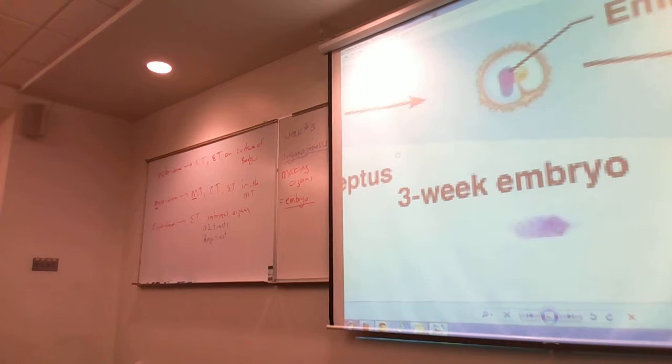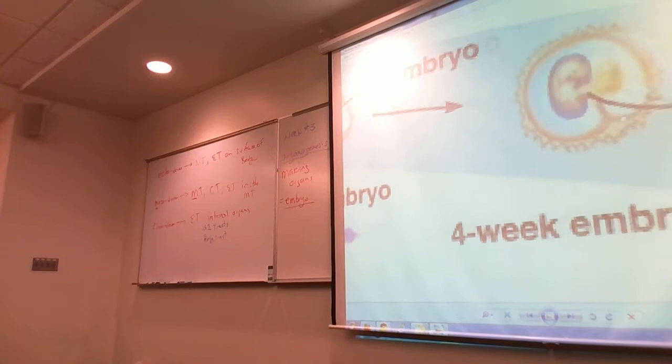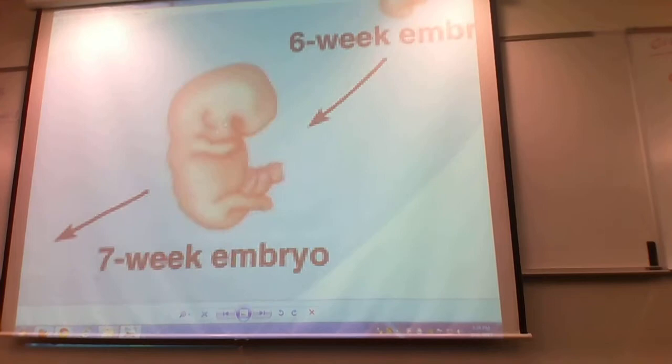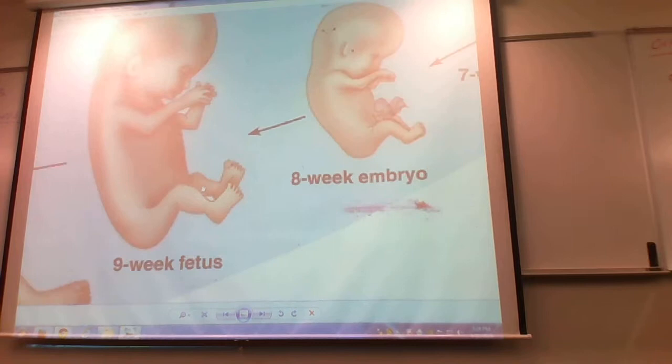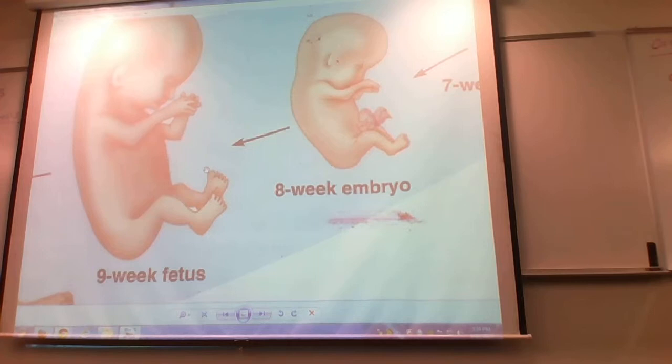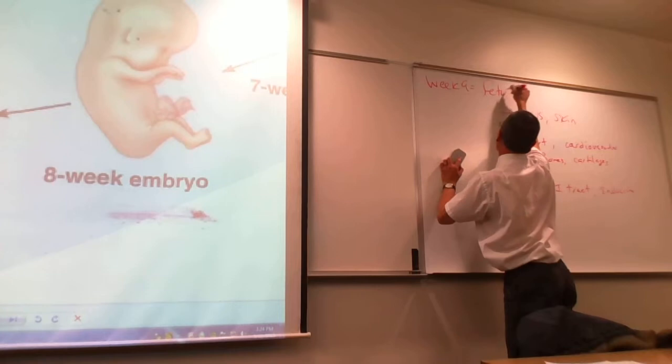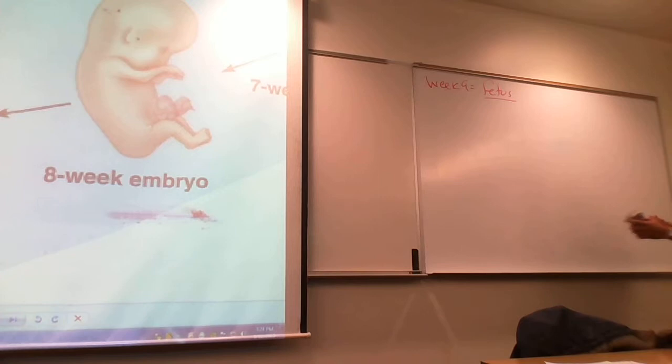Okay, so let's go through it. Week 4, embryo. What are you doing? Still making organs. Week 5, are you an embryo? You are. Week 6, say yes. 7, 8, 9, no. So what happened between week 8 and 9 that you went from being called an embryo to a fetus? Organs are formed. So week 9, you are now a fetus. So week 3 through week 8 are all the same thing. You're building organs.